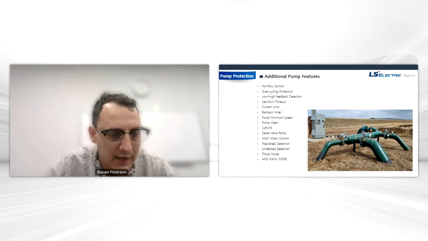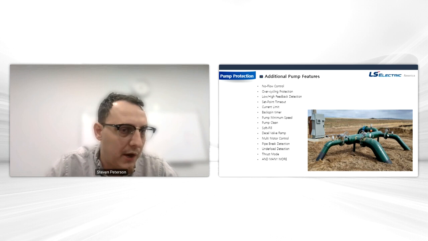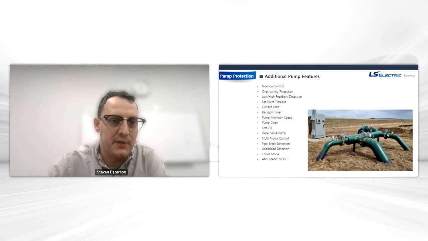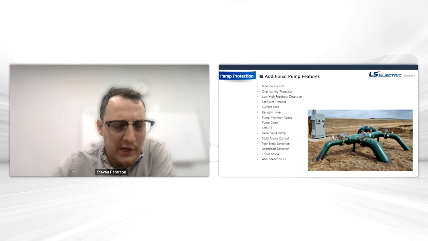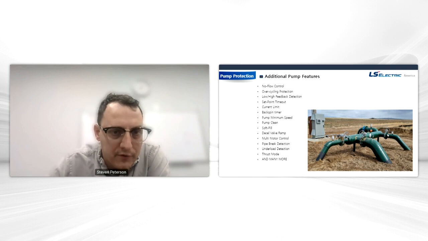All right. So these are features we did not talk about, and there's a lot of them, but we're short on time, so I'm just going to mention them real quick. We could do no flow control. We could do that without a flow meter, so we have a way of detecting that as a built-in feature of the PID loop. We could also do pump over cycling protection to prevent short cycling. We have a low and high feedback detection. Those are 2 separate levels, 2 separate variables. We could do a set point timeout, where the drive can't maintain the set point. We could shut it down if something's wrong.